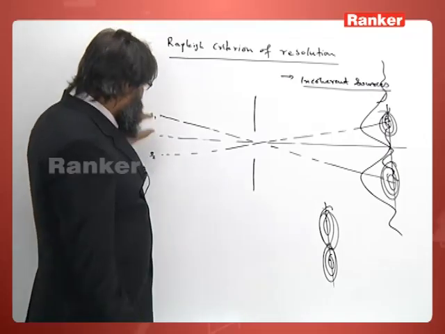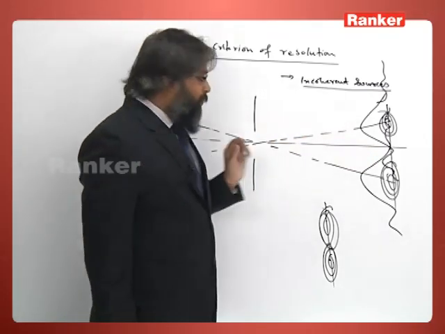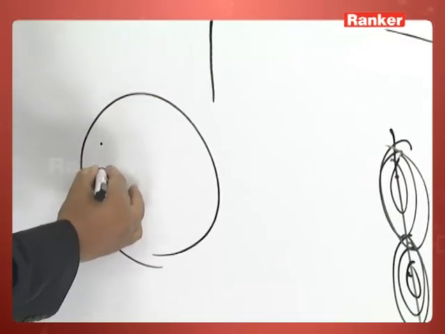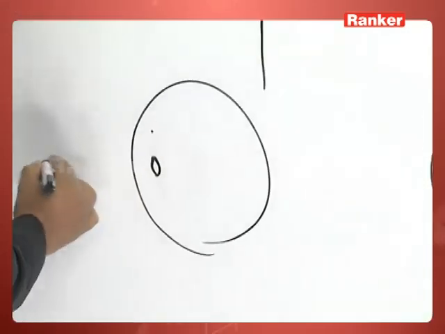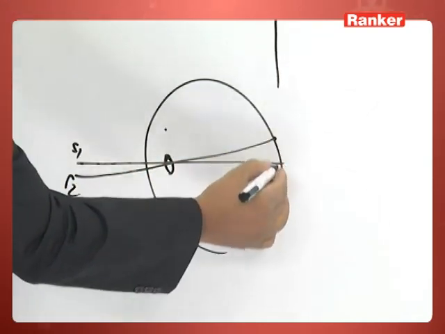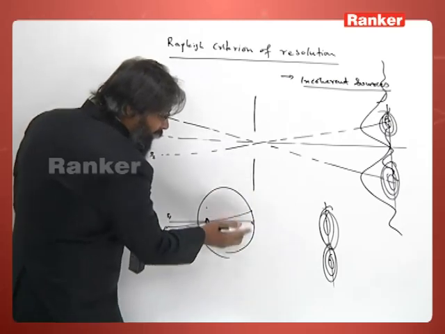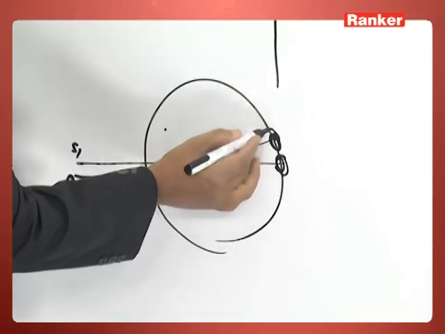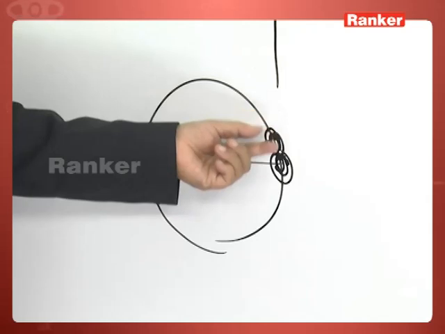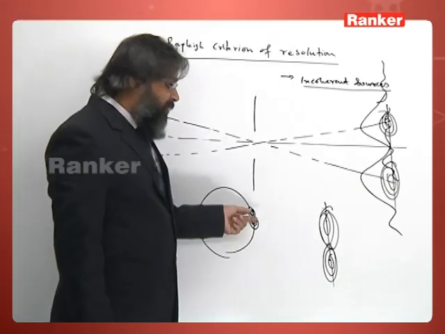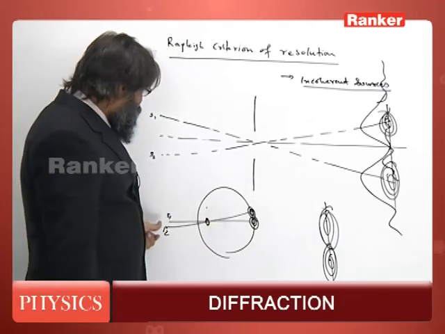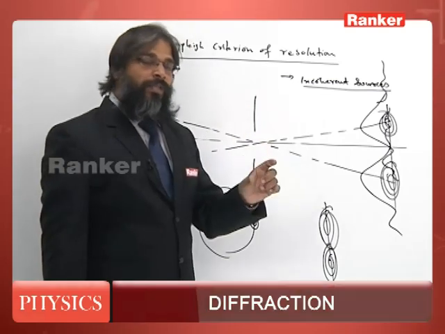Now suppose I am seeing these 2 points, and this is my eye, which has a small opening, and light from S1 and S2 comes here. On the retina the discs will be formed. When we see a point object, on the retina its point image is not formed, but the diffraction pattern is formed. To what extent they overlap will decide whether we will be able to distinguish S1 and S2 as 2 points or a single point.